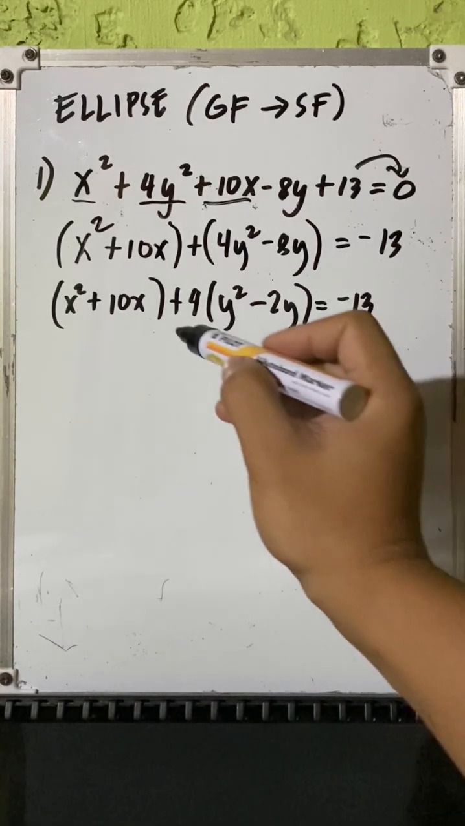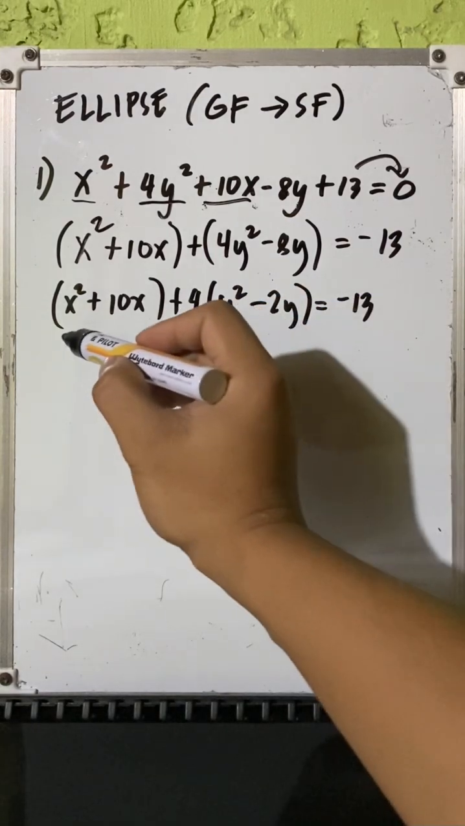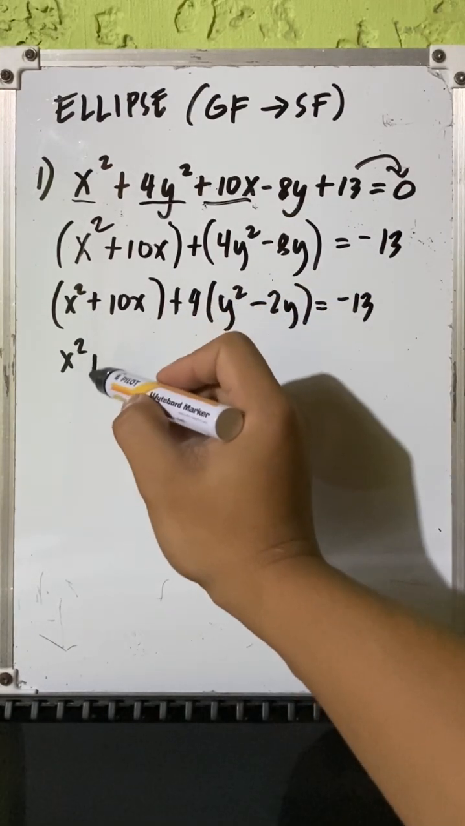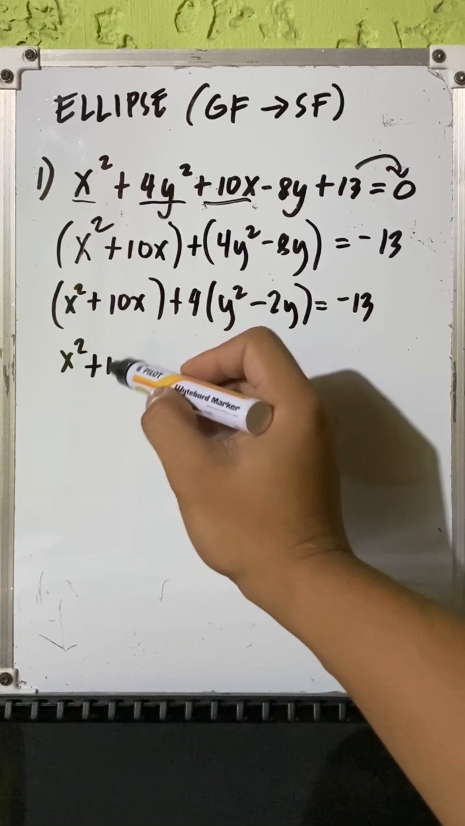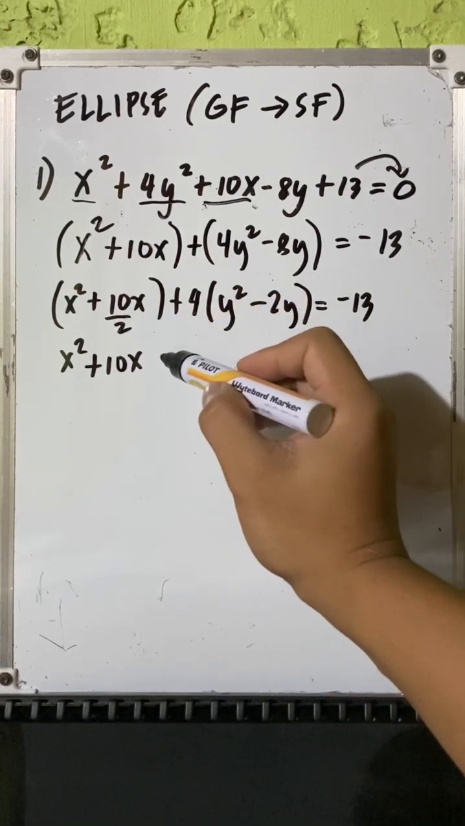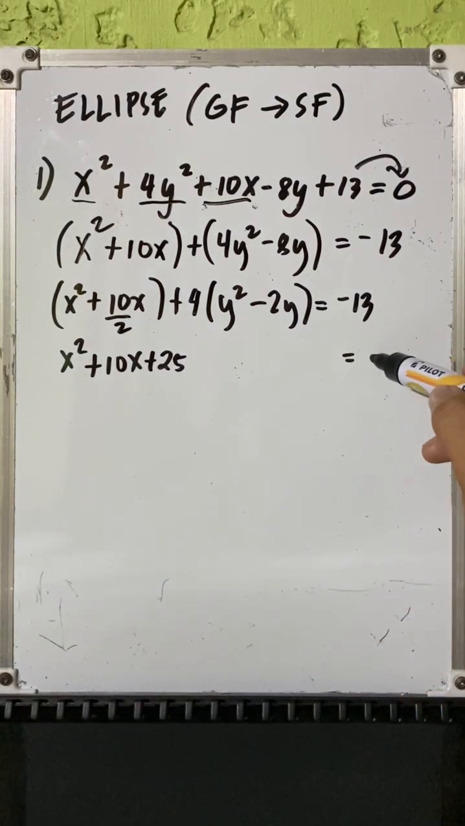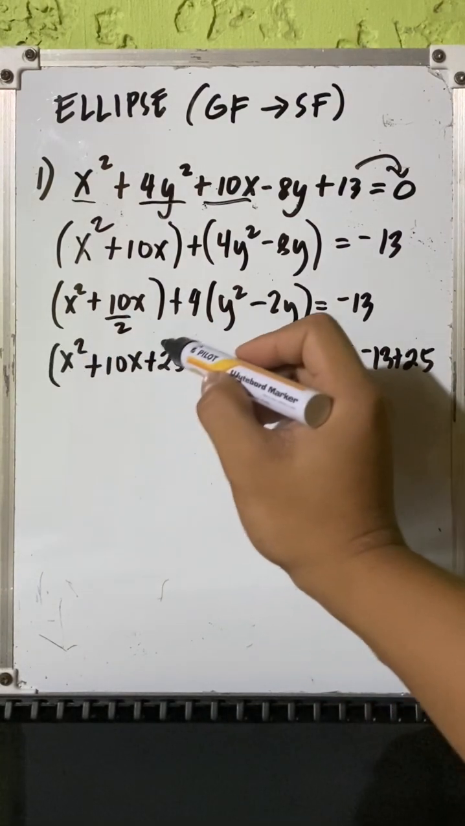Next is to add the last term to make that a perfect square. So you have x squared plus 10x. 10 divided by 2 is 5. 5 times 5 is 25. So you have plus 25. Since you added 25 there, you need to add also 25 to this side. Enclose this in parentheses.